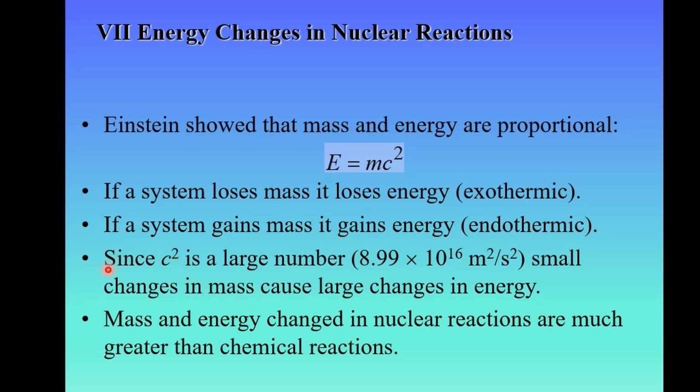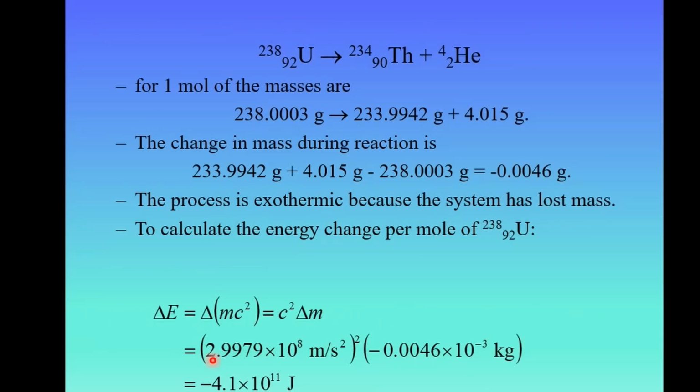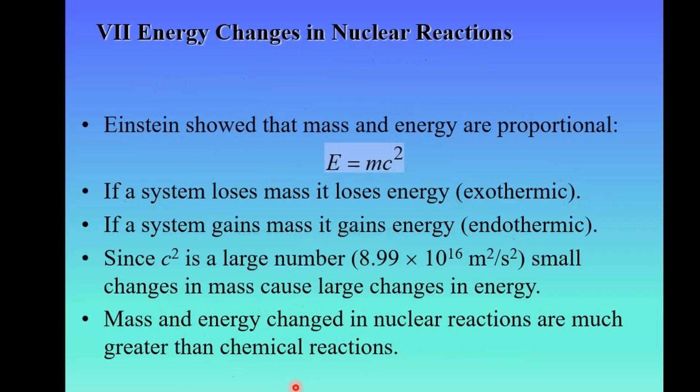So the speed of light in metric units squared is 8.99 times 10 to the 16th meters squared per second squared. We'll see the speed of light is 3 times 10 to the 8th meters per second. Over here, it's already been squared. So it turns out a small change in mass causes a large change in energy. Mass and energy change in nuclear reactions are much greater than chemical reactions.